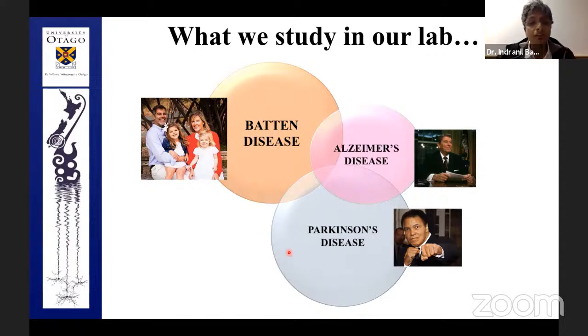One common issue with Batten disease, Alzheimer's disease, and Parkinson's disease, and that's specifically what we study in our lab, is a particular component in the brain cells. I'll give you a general example. In our household, when we cook, we tend to create a lot of garbage, right? And all the garbage goes into the dustbin. Now, if we keep piling on the dustbin, what happens after a few days? It becomes stinky, right? You can't really stay in your house.